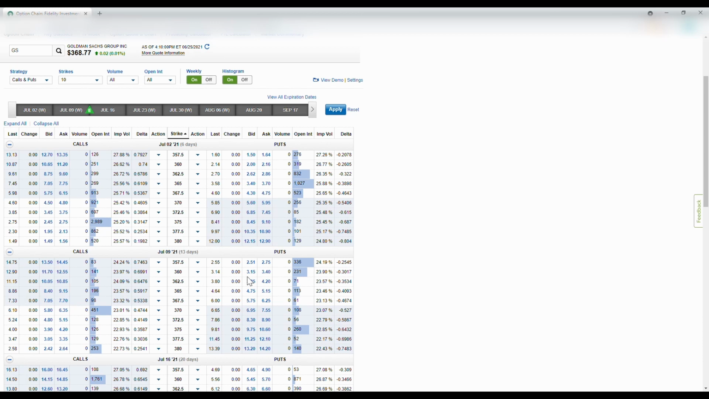Moreover, if you're buying to open a put option, the price of the premium increases as the strike price increases. For example, the bid price of a put option that expires on July 2nd, or 6 days till expiration, with a strike price of $360 is $2 per share, whereas the price of a put option having the same expiration date and a strike price of $370 is $5.60 per share.